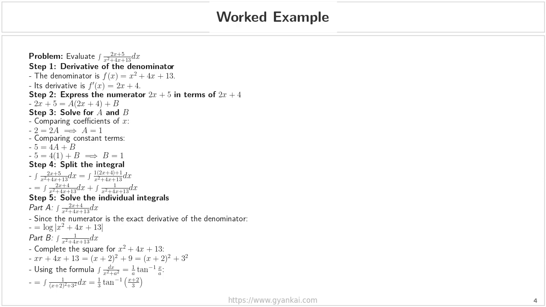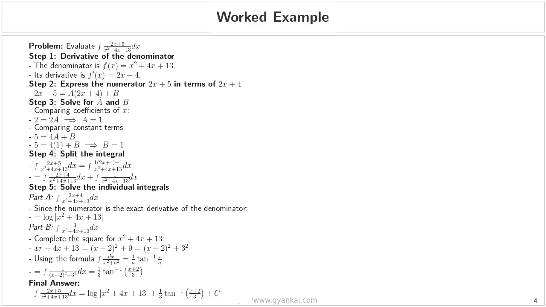Recall the standard integral formula. The integral of 1 over x squared plus a squared is 1 over a times the arctangent of x over a. In our case, a is 3. Therefore, the integral of 1 over x plus 2 squared plus 3 squared is 1/3 times the arctangent of x plus 2 over 3.